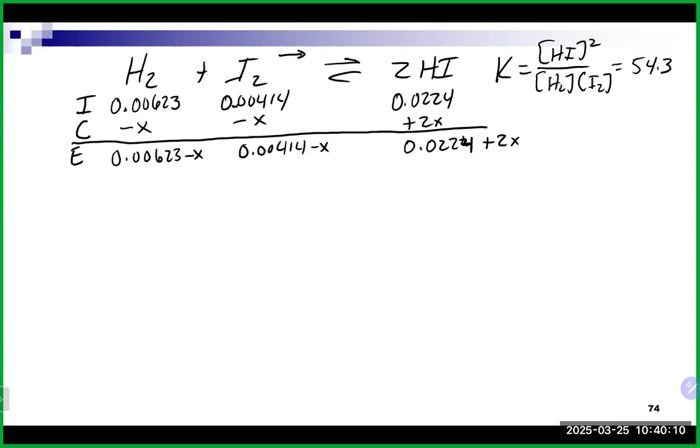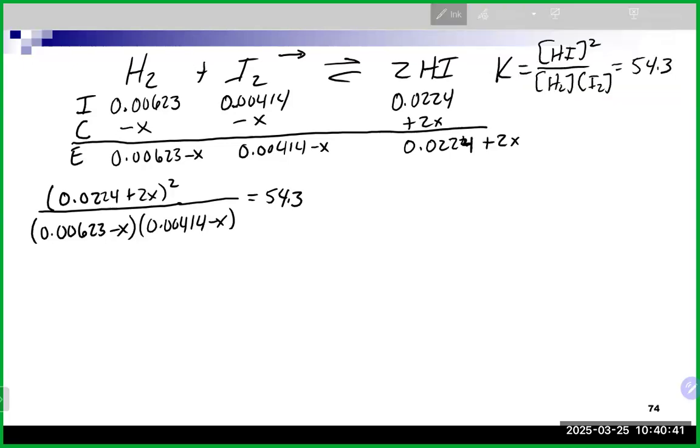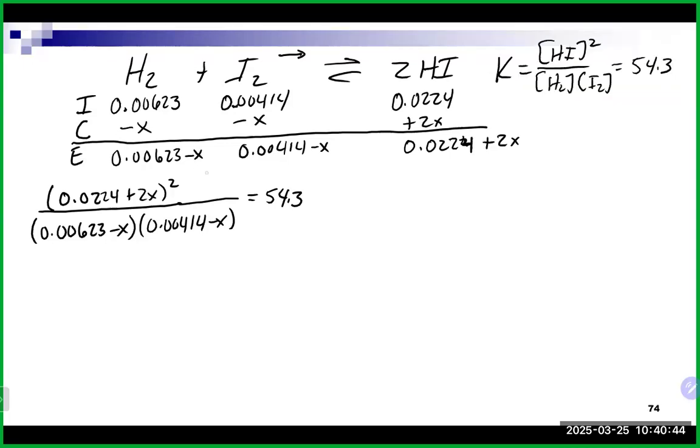Just like normal, we're going to go into our expression here, giving us 0.0224 plus 2x. That does need to be squared, divided by 0.00623 minus x, 0.00414 minus x. That's all going to equal 54.3. Unfortunately, this is not a perfect square, so a little factoring, foiling, whatever they call it these days, but we need to do a little bit of math. So we're going to roll out here the top. I'm just going to do them separately, and then we'll put them back together.